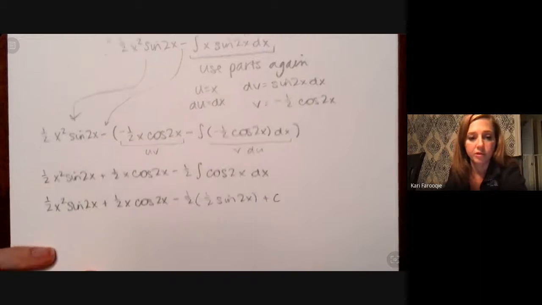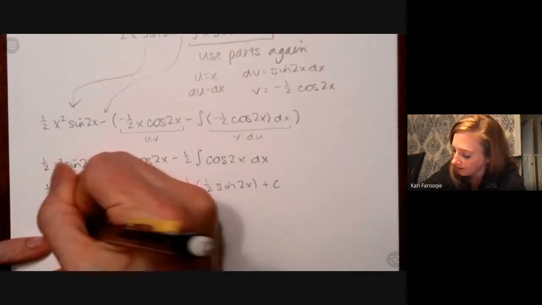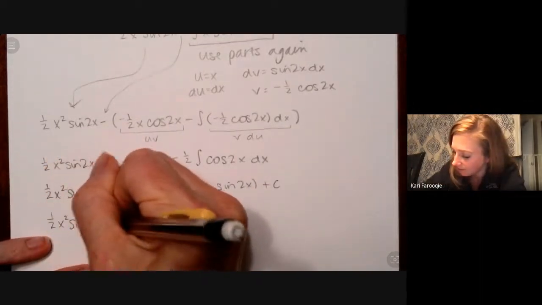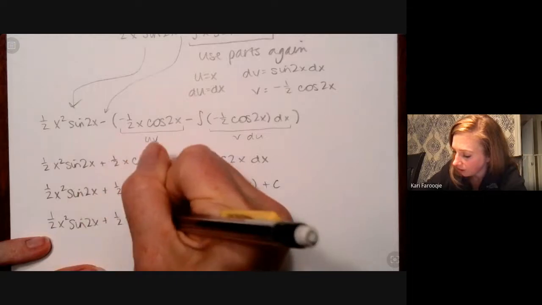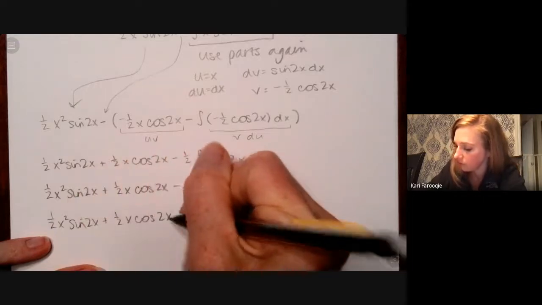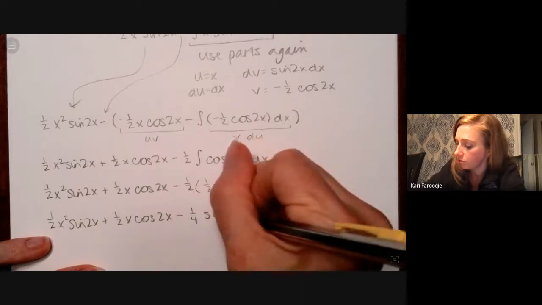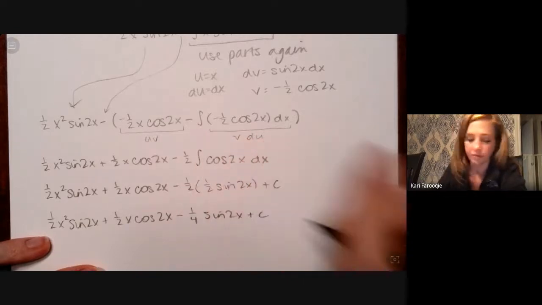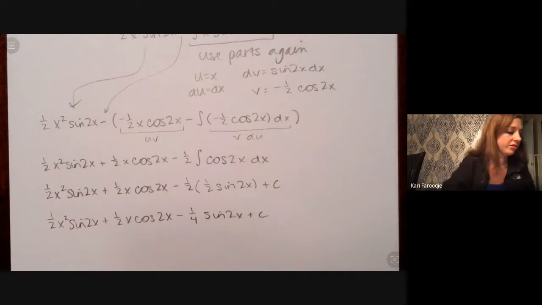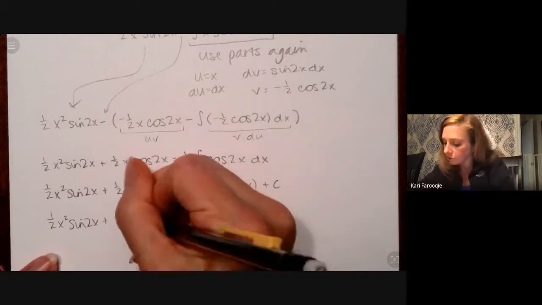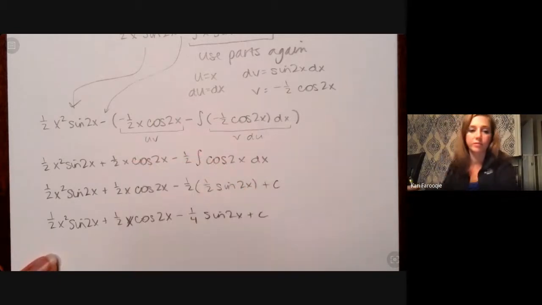So we're almost done with this one. Writing it again. So plus 1/2 x cos 2x minus 1/4 sine 2x plus c. Sorry, this looks like a v, but it's definitely an x.